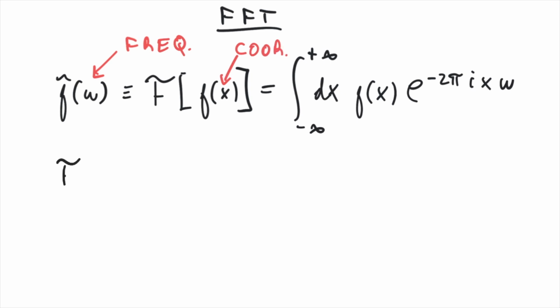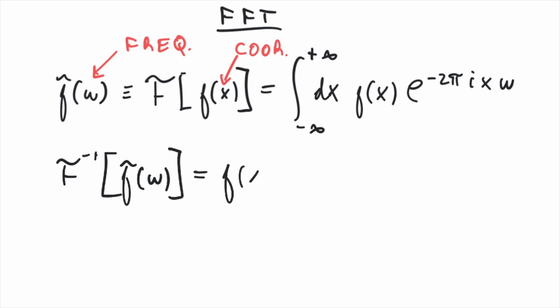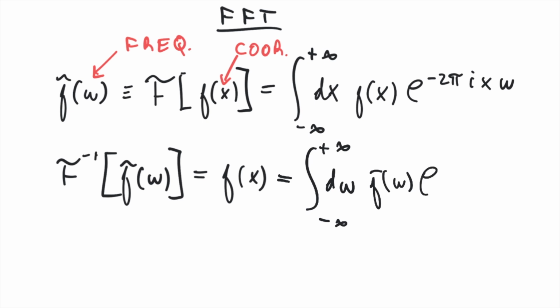The inverse transform takes f tilde of omega and gives you f of x, and it's just an integral from minus infinity to plus infinity in frequency space of the transform function times the inverse coefficient e to the 2 pi i omega x.